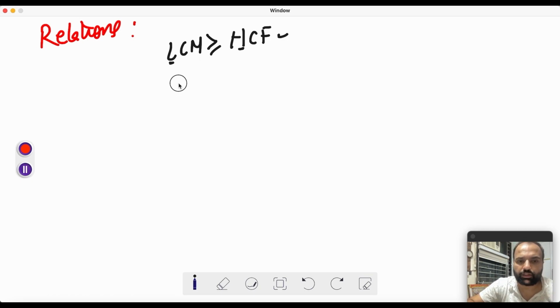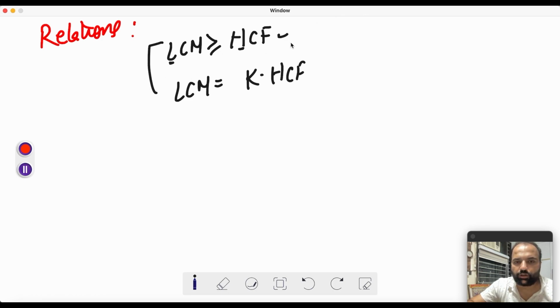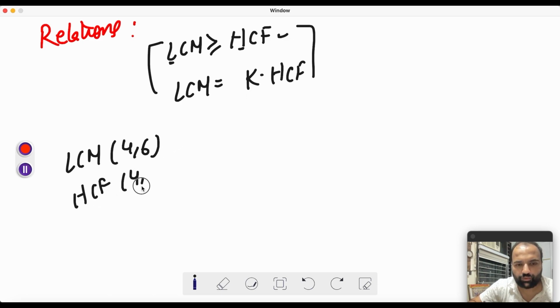The second thing would be: LCM would always be equal to something into HCF, always. These are the two very important properties, and we'll check them. Let's say we check LCM for 4 and 6, and we will do HCF as well for 4 and 6. Simple. So for 4 and 6, the HCF should be 2, I believe, and the LCM should be 12.